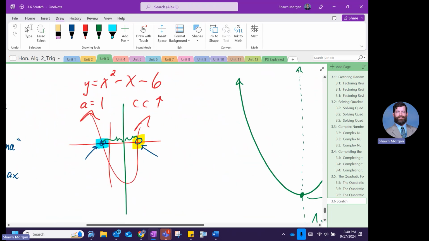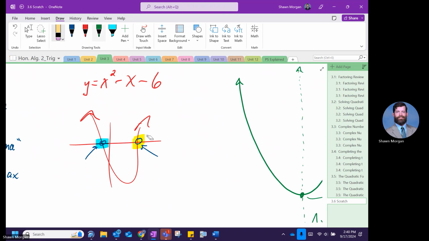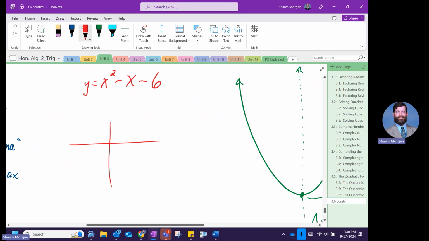Zach, sorry, go ahead. Oh, yes. And you know what? I don't know why I'm picking this thing apart. What's A? What's B? All right. And so if I wanted to do the opposite of B over 2A, guess where the x coordinate of our vertex is? It's at 1/2.